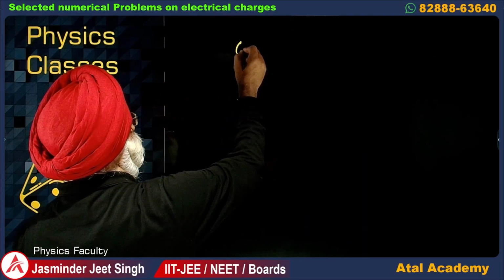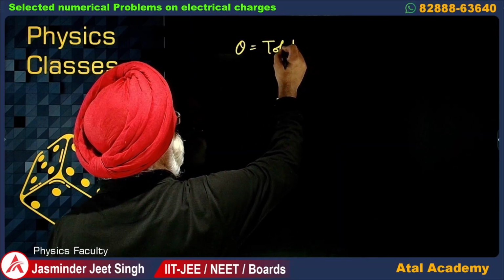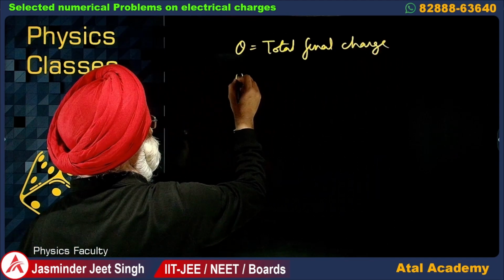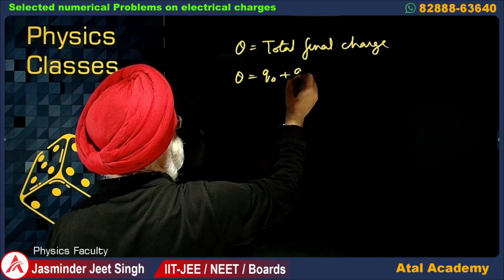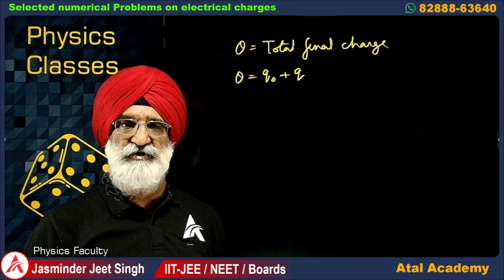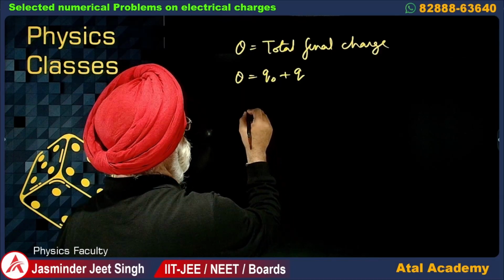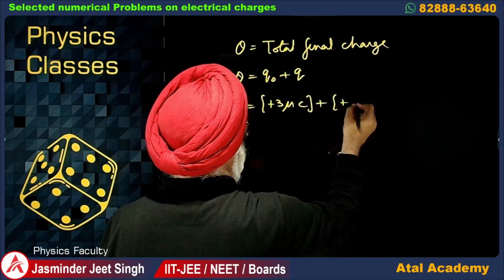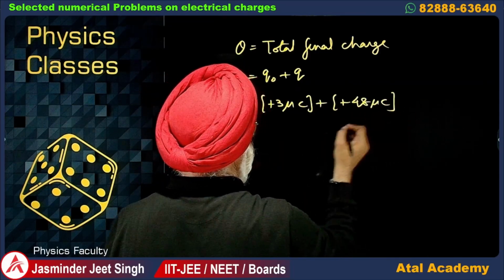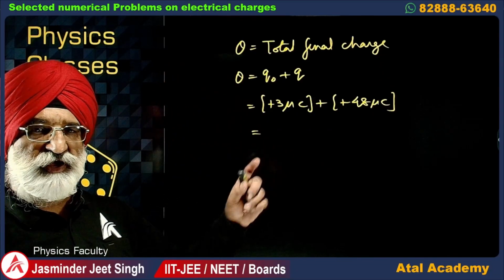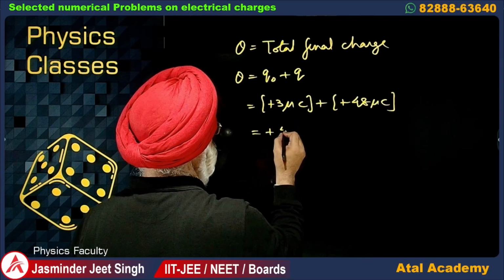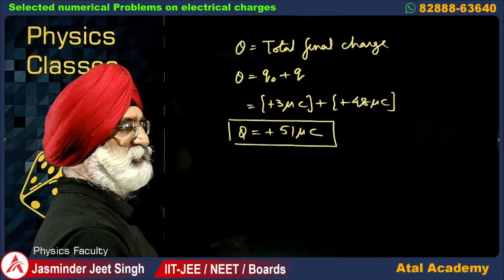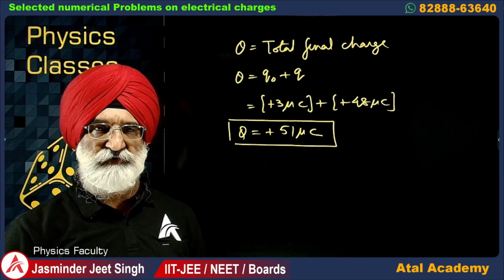Now if Q is representing the total final charge, it is equal to Q naught, the initial charge, plus the charge which the body will acquire in 2 minutes. It will be equal to plus 3 microcoulombs plus 48 microcoulombs. If you add both, it will be plus 51 microcoulombs. The total final charge which the body will acquire after 2 minutes will be 51 microcoulombs.